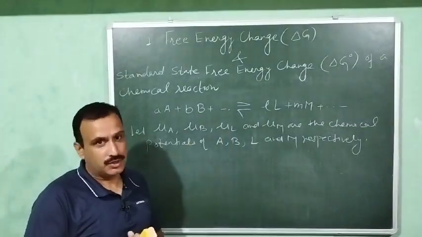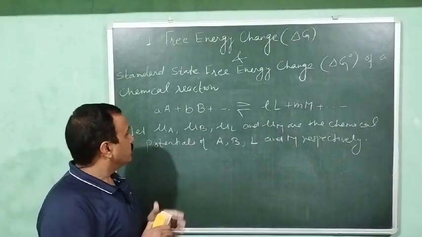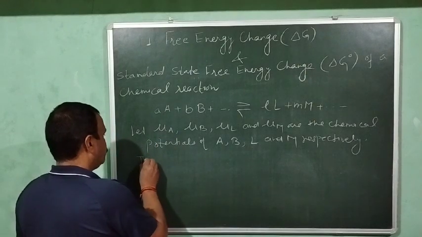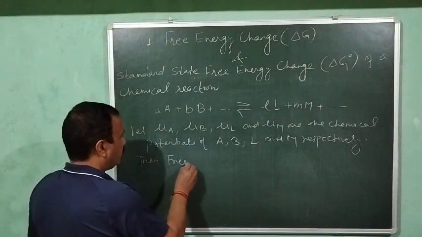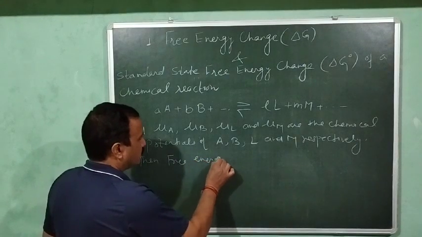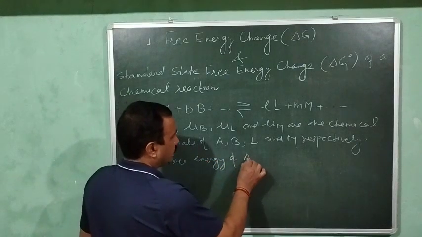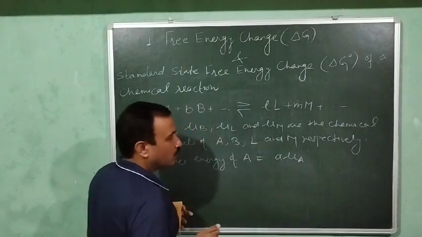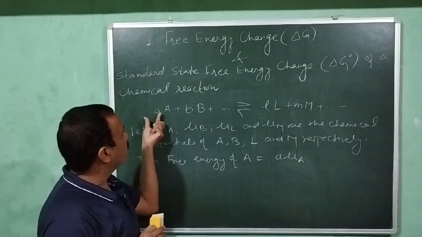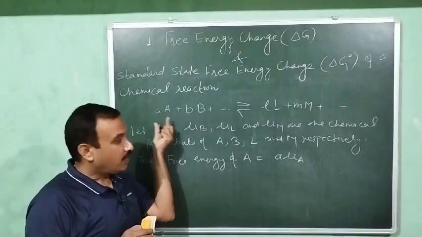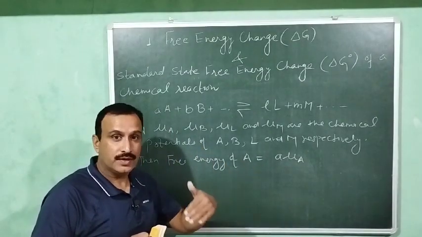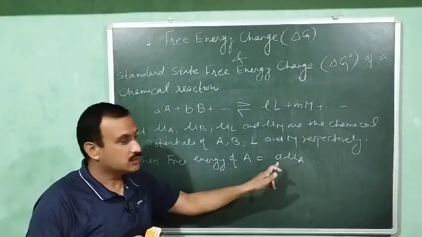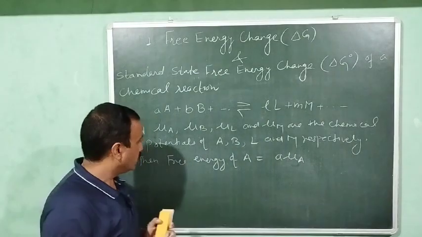Then the free energy of A in this reaction will be equal to a into mu A, because in this reaction we have a moles of A and free energy per mole, that is free energy of 1 mole of A is mu A, then the free energy of a moles will be equal to a into mu A.